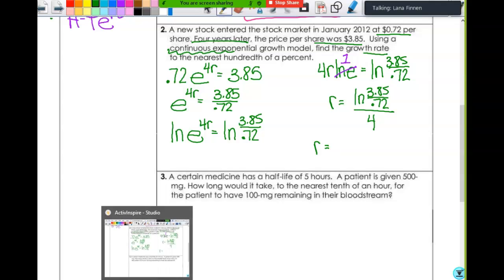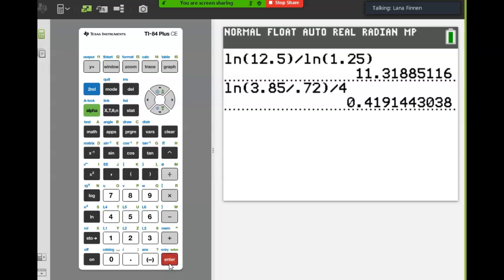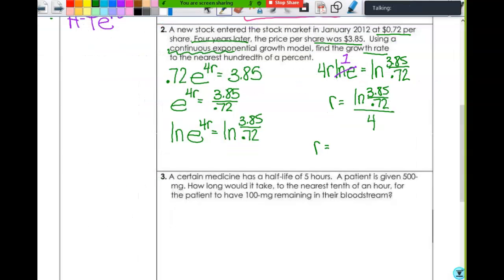So I'm going to type that into my calculator. Natural log of 3.85 divided by 0.72, divided by 4. Right, so then it says that I want to find the growth rate to the nearest 100th of a percent. So what is my answer? 41.91%. Yes. 41.91%.